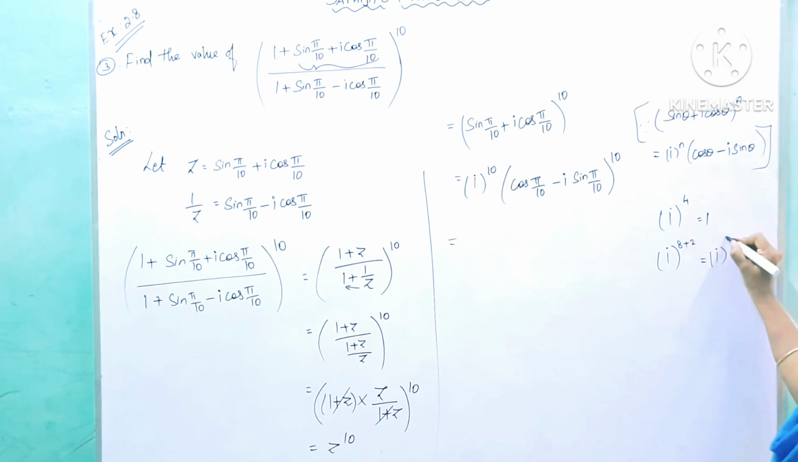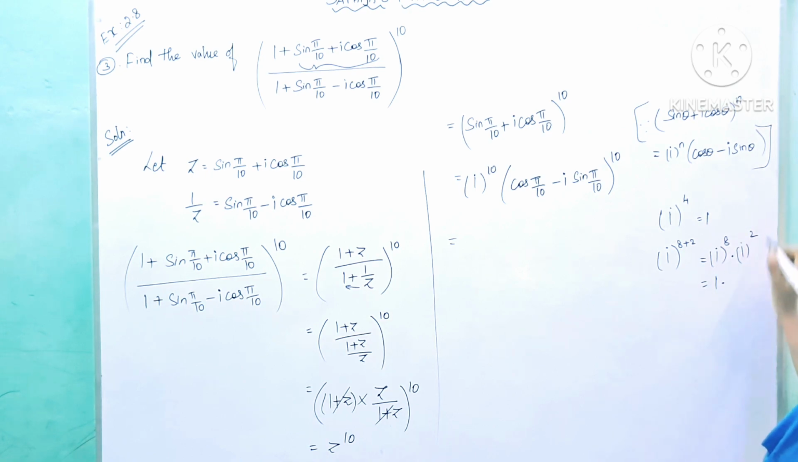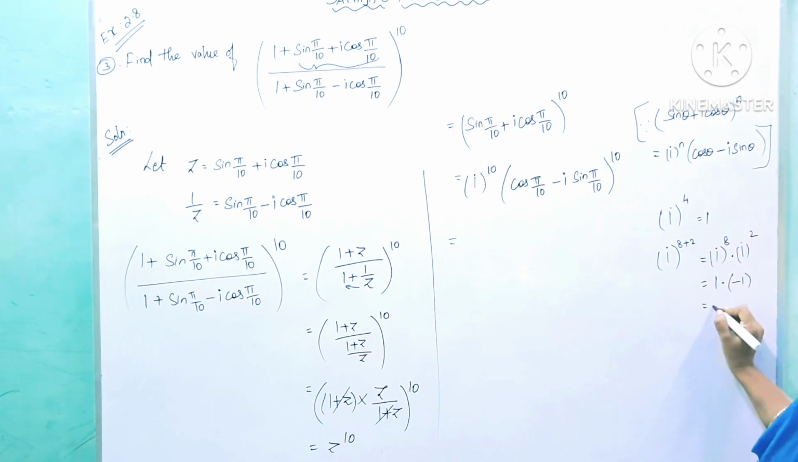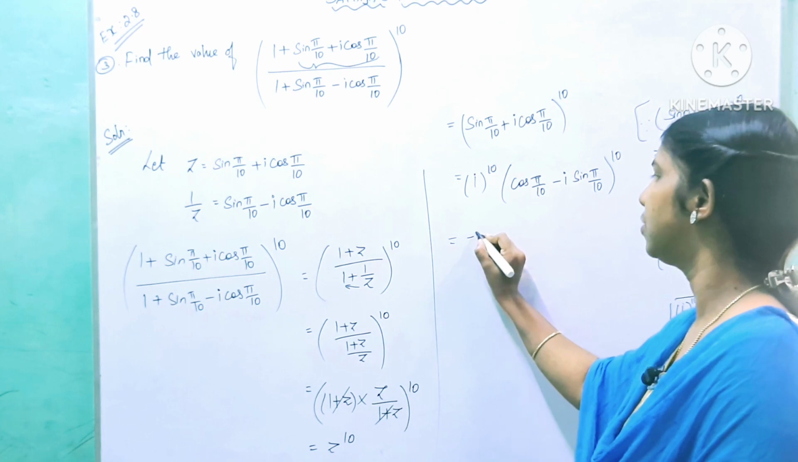So we can write this as I power 8 into I power 2. So I power 8 is a multiple of 4. So when the power is a multiple of 4, the whole value becomes 1. I power 2 is minus 1, that is I square. So the value of I power 10 is minus 1.